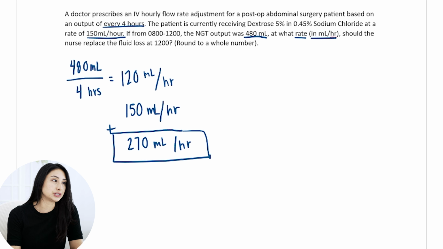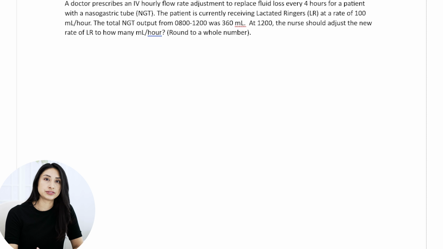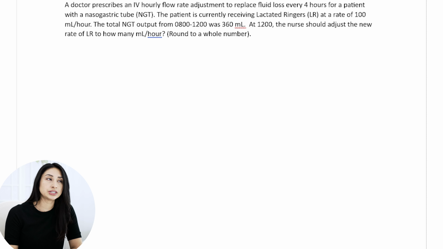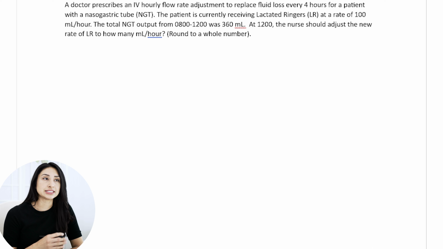Let's look at a similar question. So let's scroll down here. This question is the same. It's going to be a fluid loss replacement question. It's worded a little bit differently, but essentially we are going to do the same thing. We are going to replace milliliter per milliliter, that same amount that the patient lost, over that same time span. So let's look at the question.